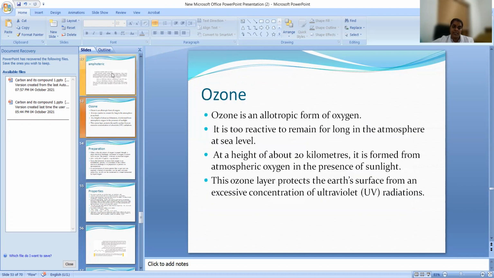Now let us see what is ozone. Ozone is an allotropic form of oxygen, and at a height of 20 kilometers it forms an umbrella. In the presence of sunlight, oxygen forms ozone there, and that umbrella is called the ozone umbrella.